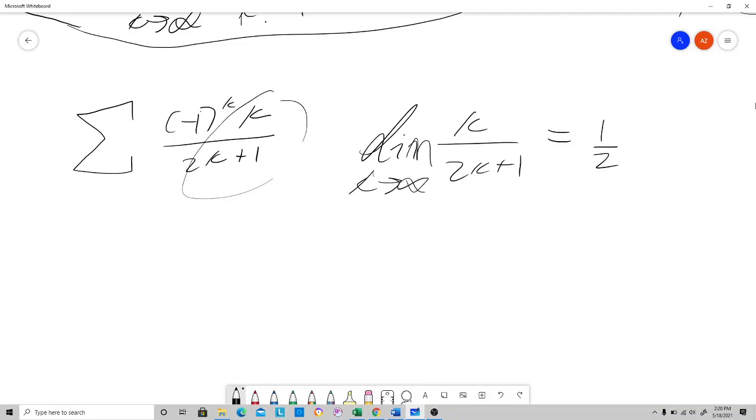If I get a value that's greater than 0, if I get a value that is not 0, then yes, this series does diverge. So this series does diverge.